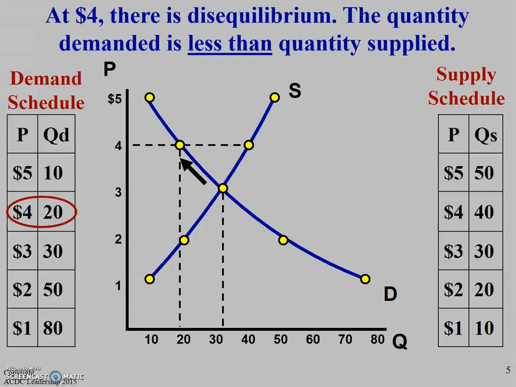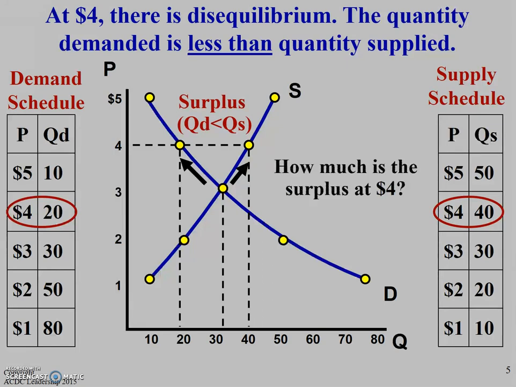So here we are, we raise our price up to 4, and we can see at $4 we have a quantity demanded of 20. But at $4, what is the amount we're willing to supply? 40. So when we look and we compare both of those, we can see that we have a surplus. So we have more supply than demand. How much is our surplus at $4? You subtract one from the other, and that gives us 20.